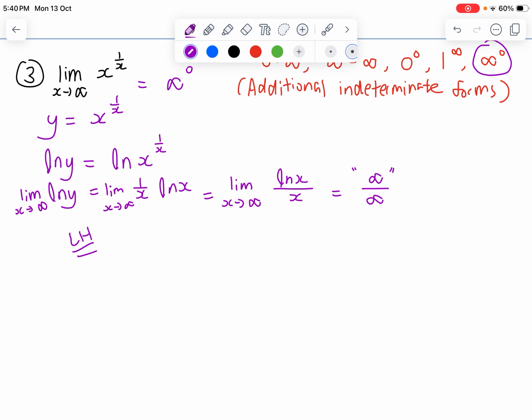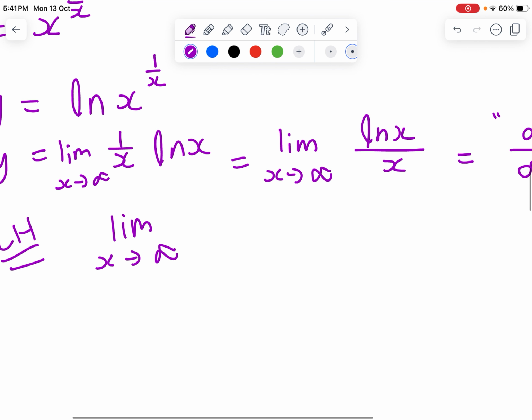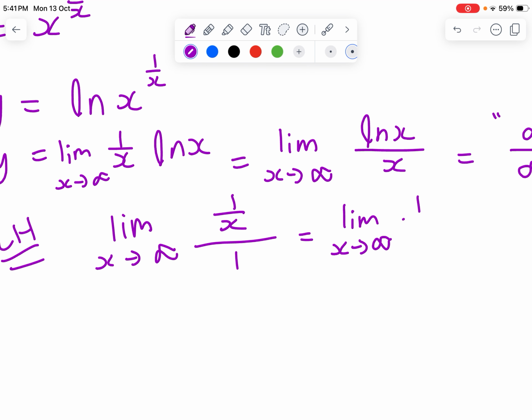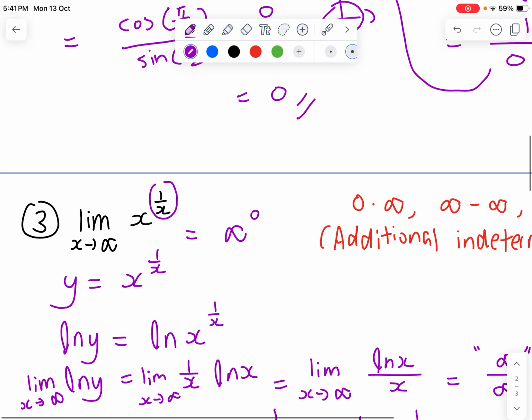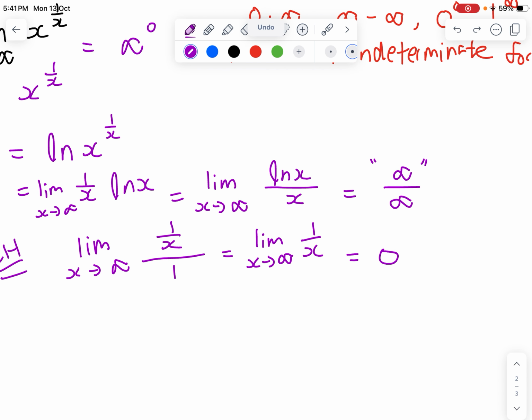So we want to take L'Hospital's rule and differentiate this function. We have the limit as x approaches infinity. For the top function, ln of x, the derivative is 1 over x, over the derivative of x, which is 1. To make things easier, that is basically 1 over x. So we have the limit as x approaches infinity of 1 over x, which is equal to 0. As x gets bigger and bigger, the number gets smaller and smaller. So our answer is 0.